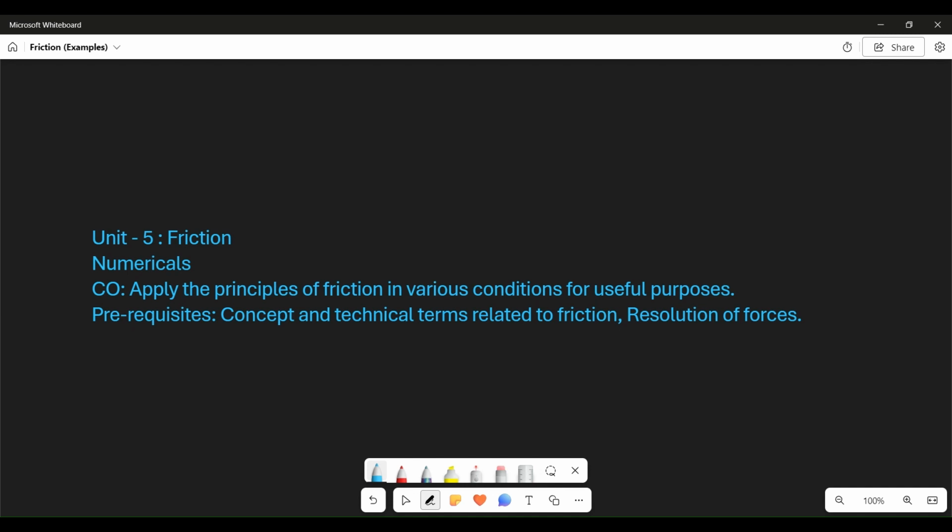And there are some prerequisites to learn this topic. You should be familiar with the concept and technical terms related to friction and resolution of forces. So, I would recommend you briefly go through the video that explains all the theory of this Unit 5 friction of engineering mechanics and then start this video. So, let us get started with the examples.